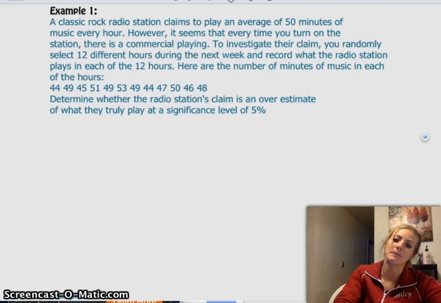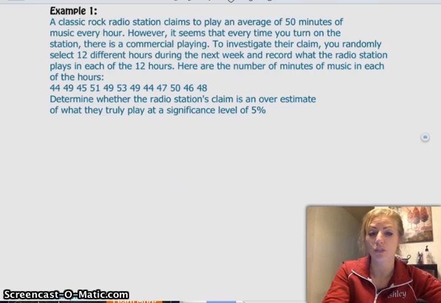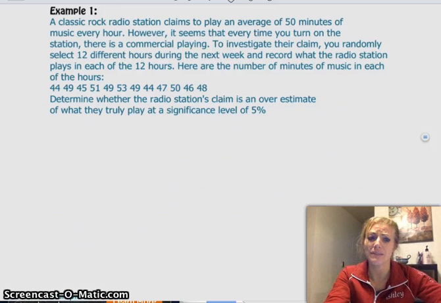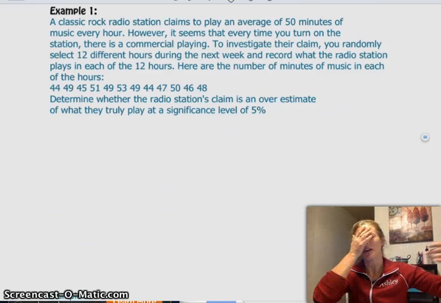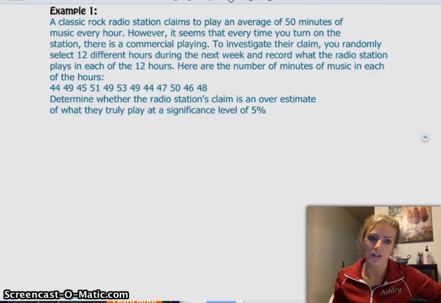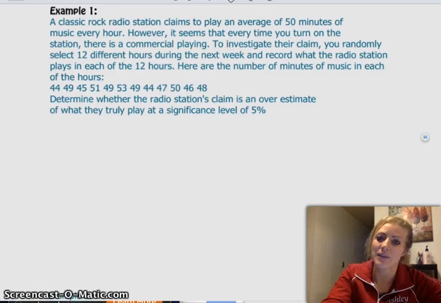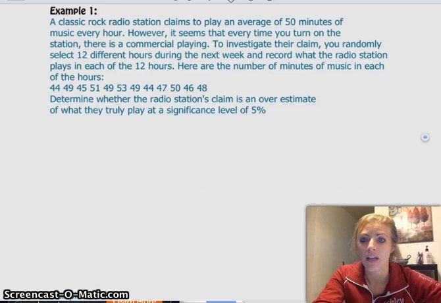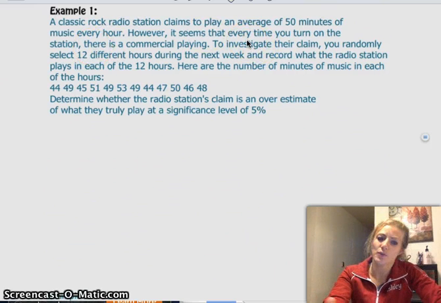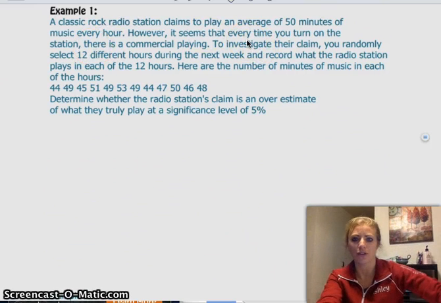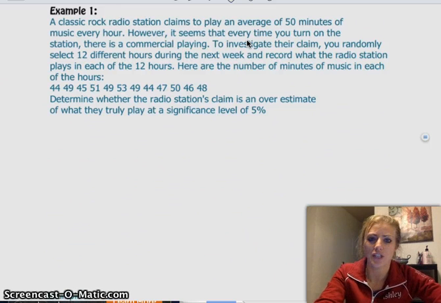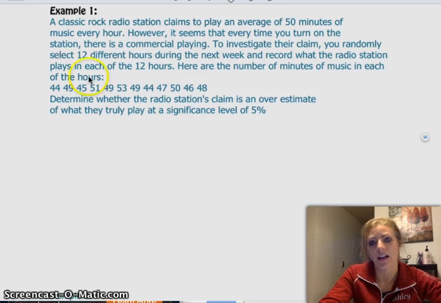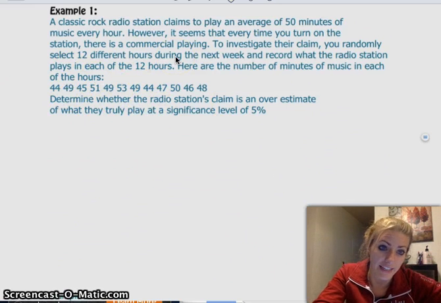They claim to play an average of 50 minutes of music every hour, which most stations tend to do, but it seems that every time you turn on the radio station, there's a commercial. And so we want to test whether or not their claim is actually true, because we kind of think it's false. So, to investigate their claim, you randomly select 12 different hours during the week and record how many minutes of music they actually play in each hour.